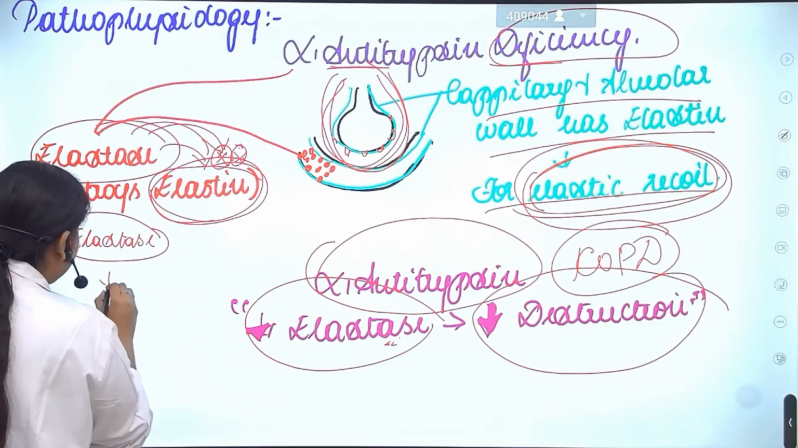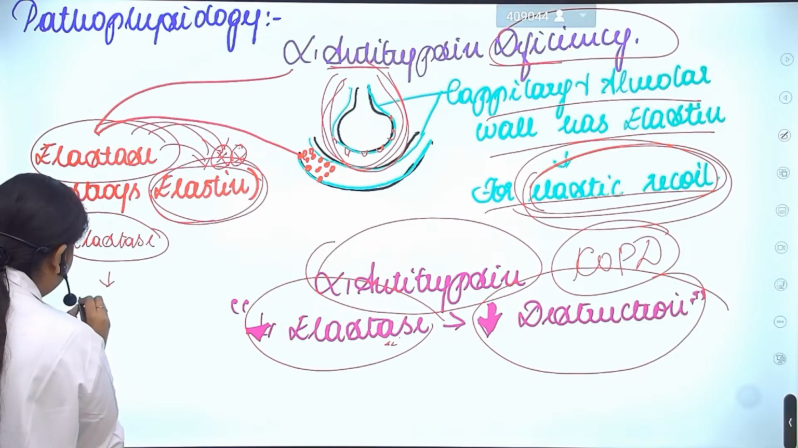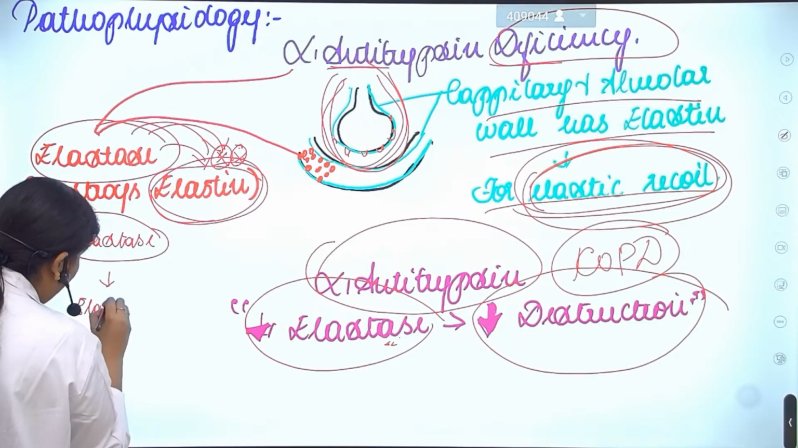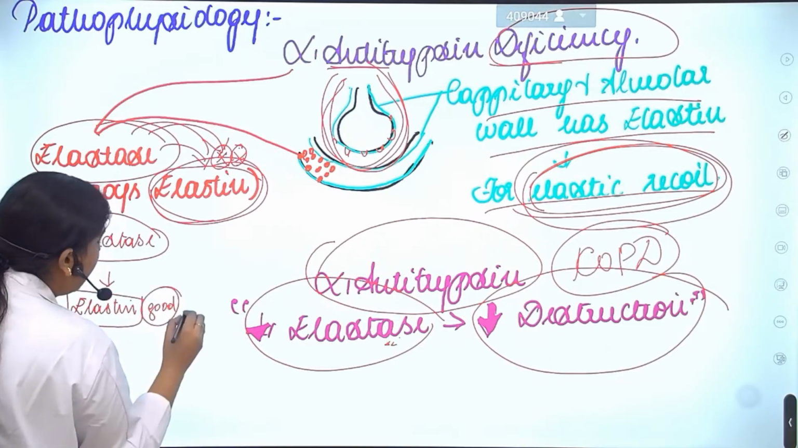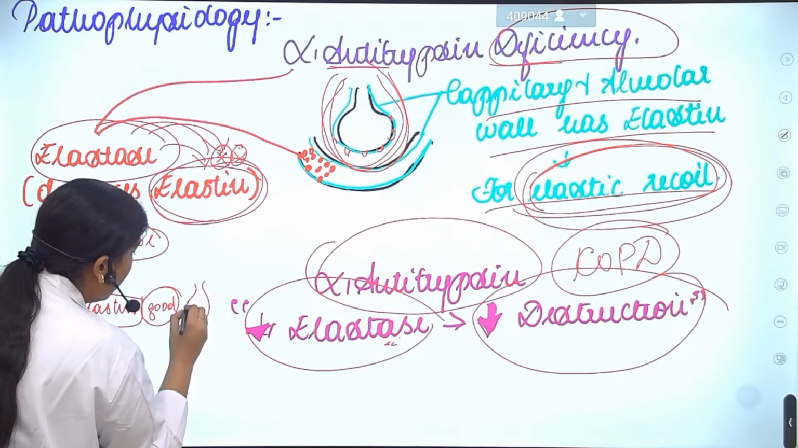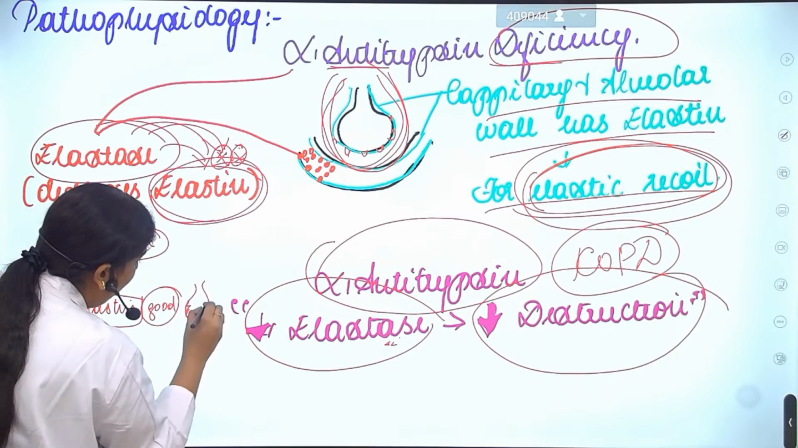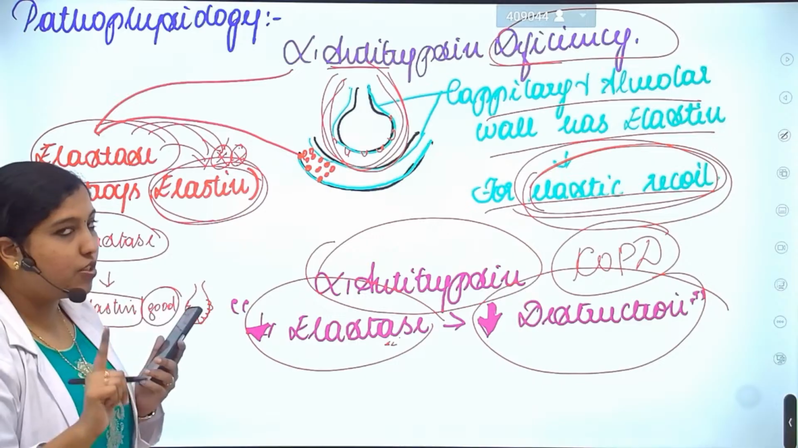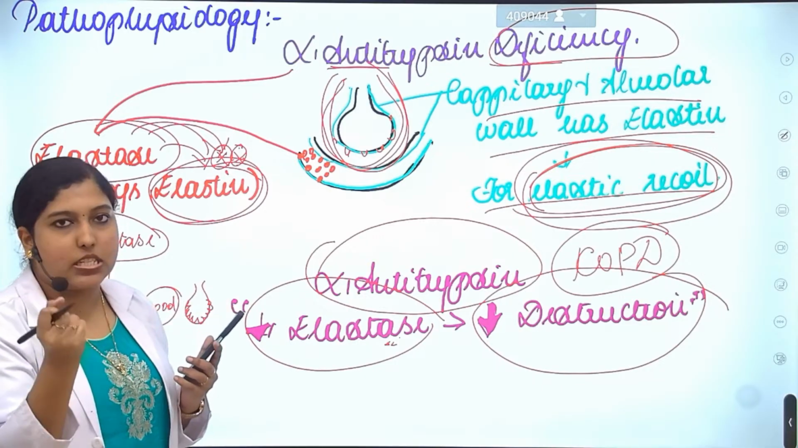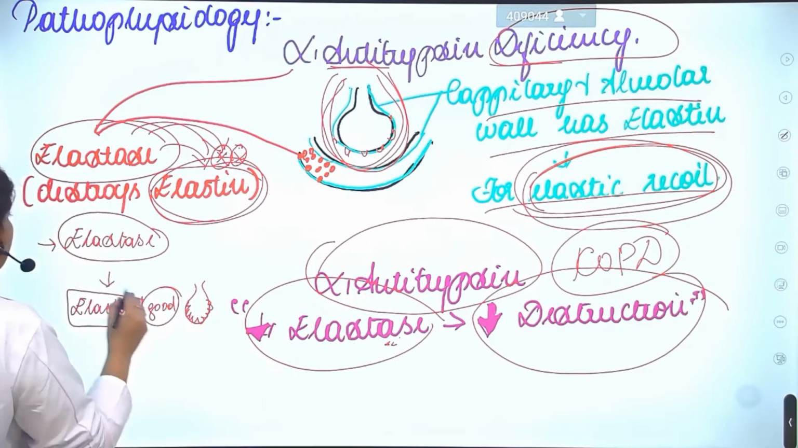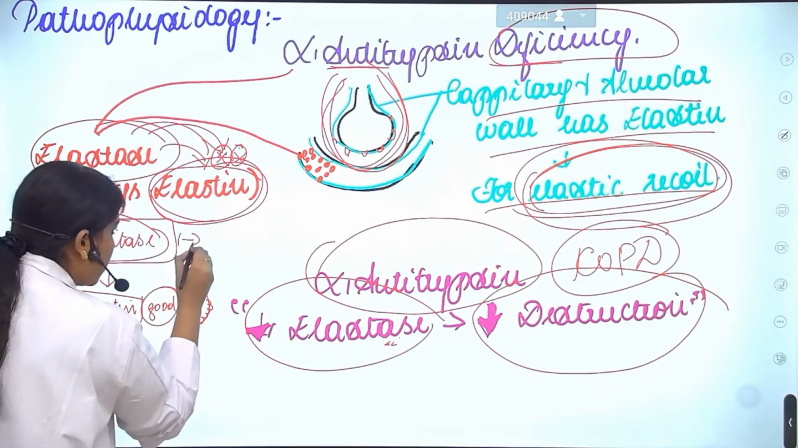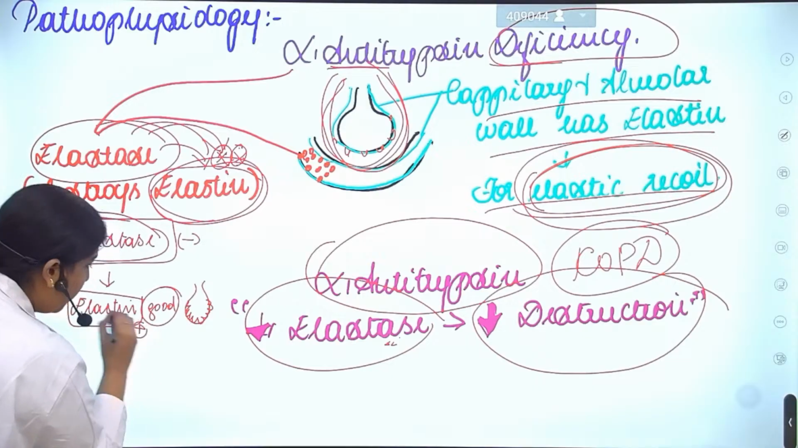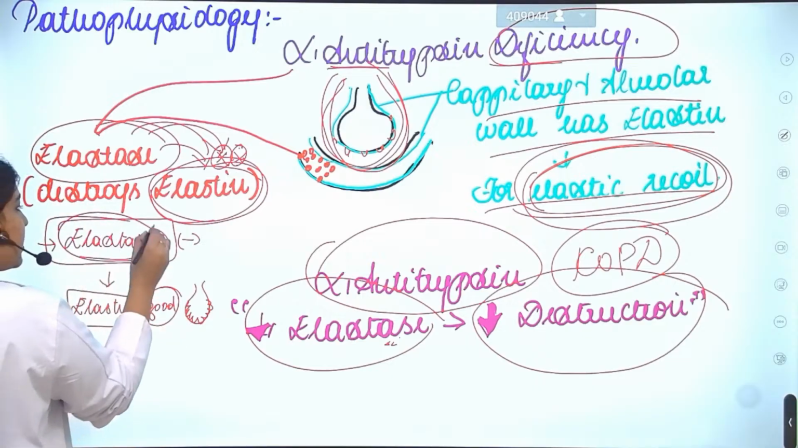Elastin is a protective, good component. Elastin is the good component which is involved in maintaining good airflow and good elastic recoil. So elastase is the negative component, and elastin is the positive component. Please remember this.